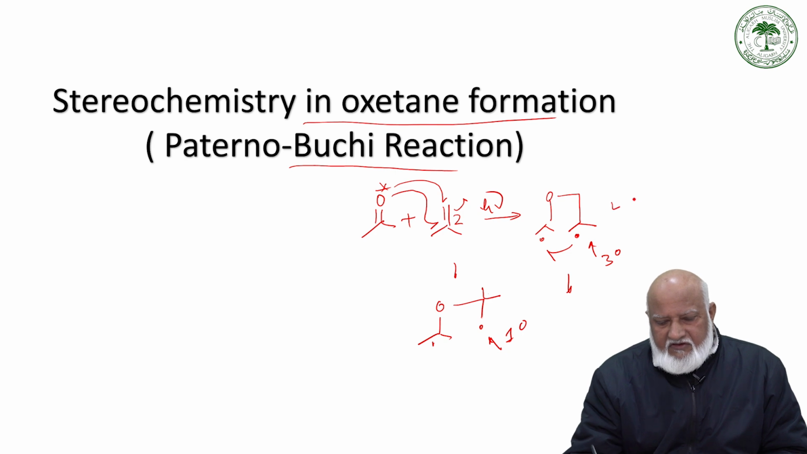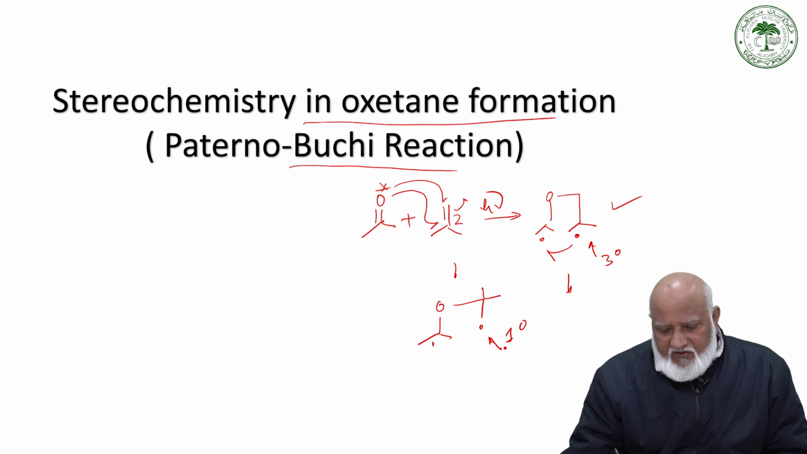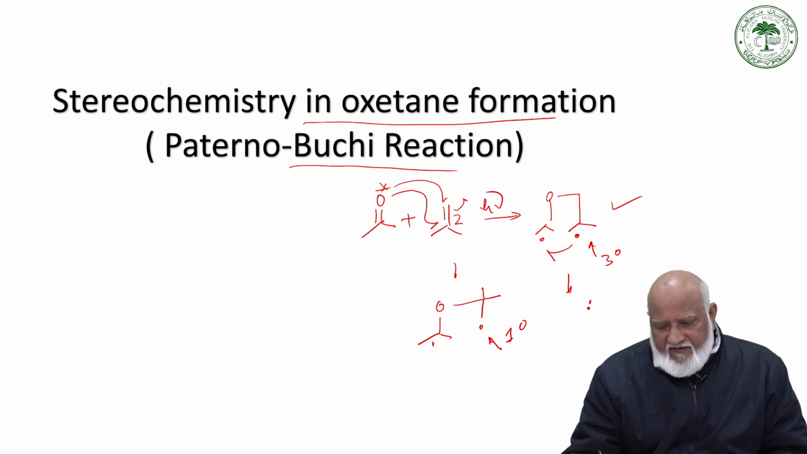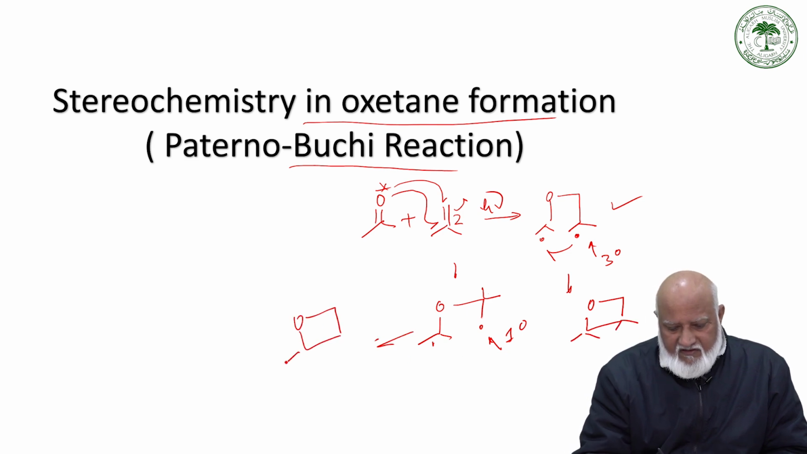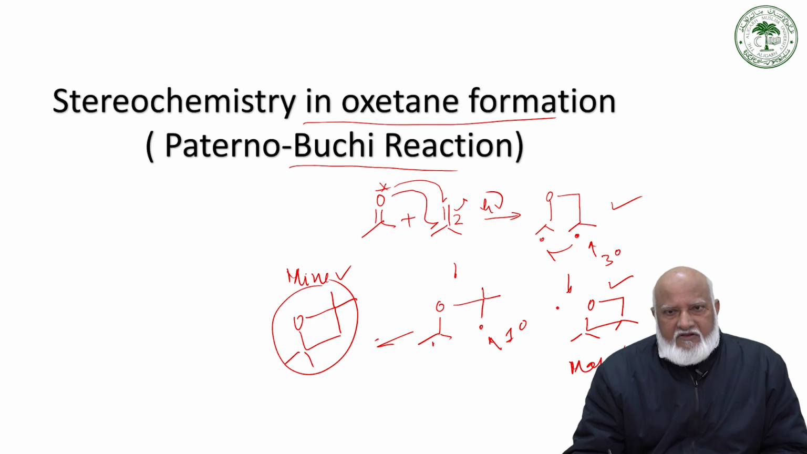So the reaction is selective. Out of the two possible products, one product is formed. From this we get this product, and from here we get this product. This is the minor product, and this is the major product, and this is only because of the formation of the more stable carbon-centered radical. So out of the two possible products in the Paterno-Buchi reaction, when the alkene is unsymmetrical, it gives one selectively.